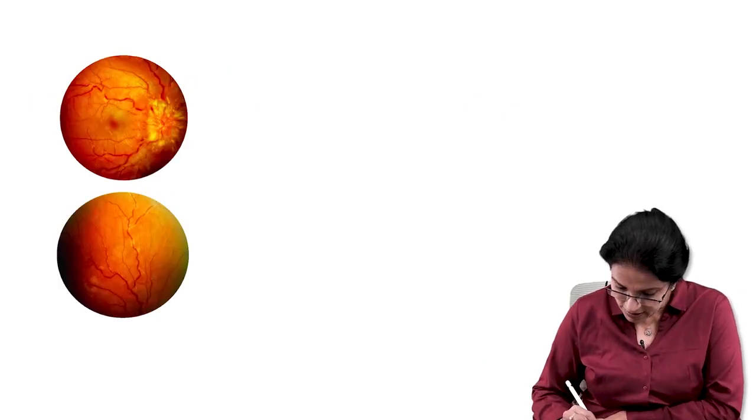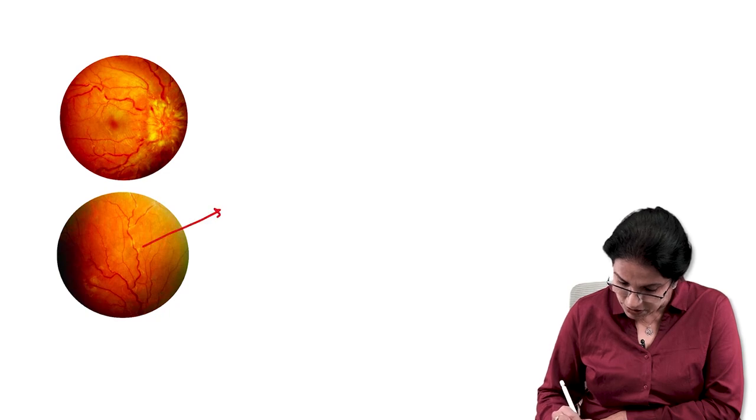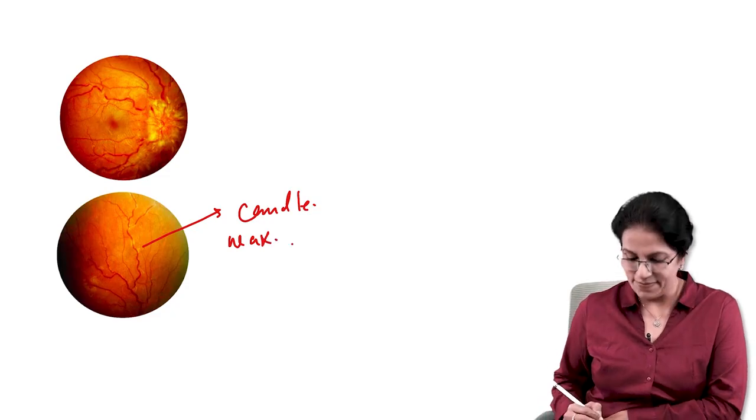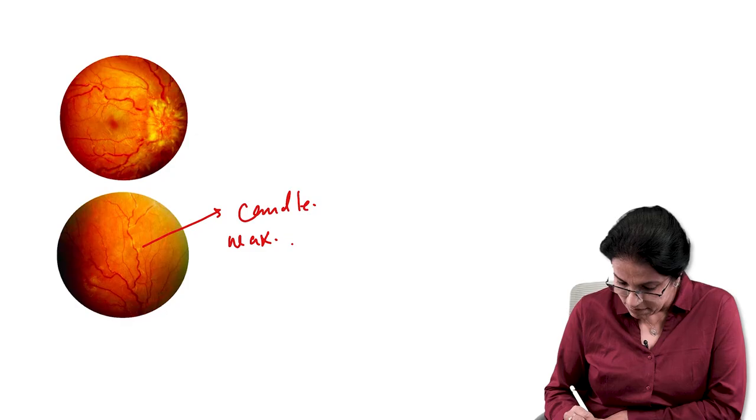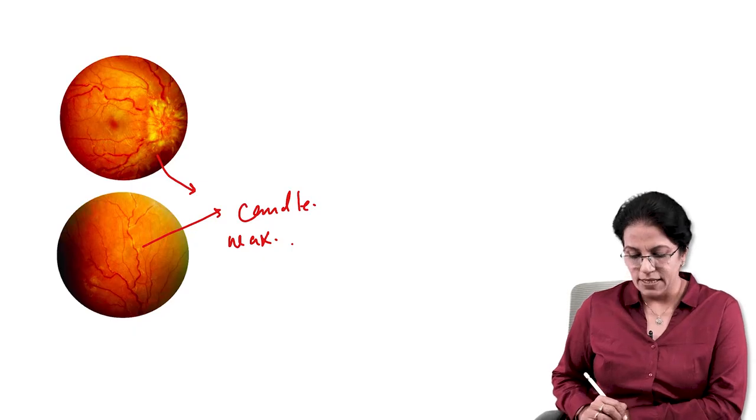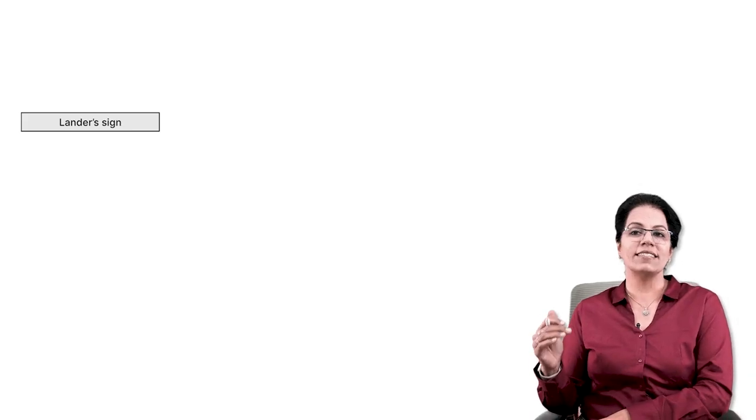Okay. Right. So, have a look. This is the candle wax drippings of sarcoidosis. This is what is candle wax drippings that you can see of sarcoidosis. We can see some periphlebitis and changes here as well, which is around the disc, but this is also the same. Okay. Then next we talk about Lander's sign.